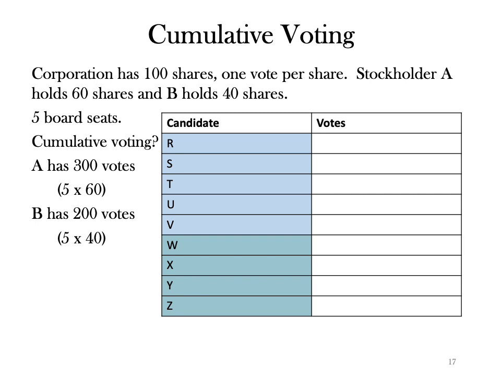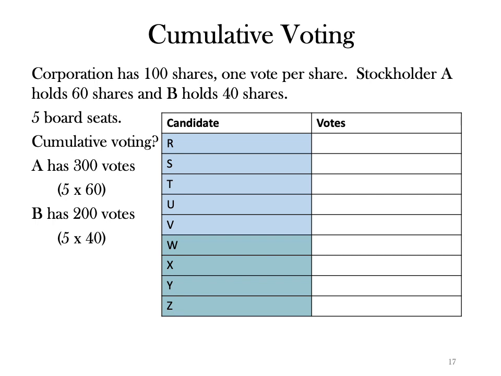B has 40 shares, 5 votes per share, and so as a result has 200 votes. Again, those could all be for one candidate, or they could be spread. The top 5 vote getters are elected.